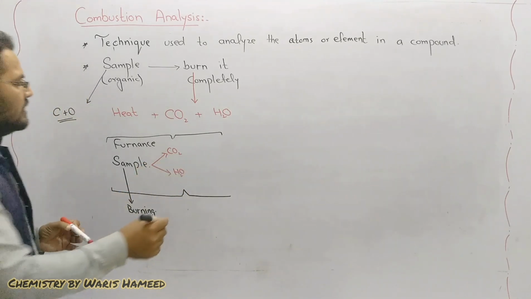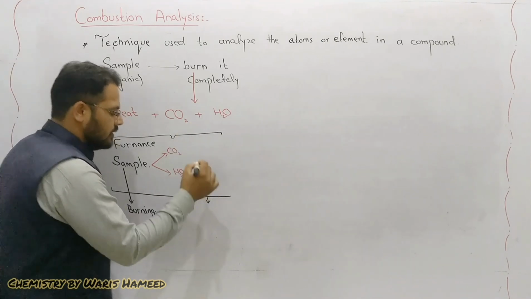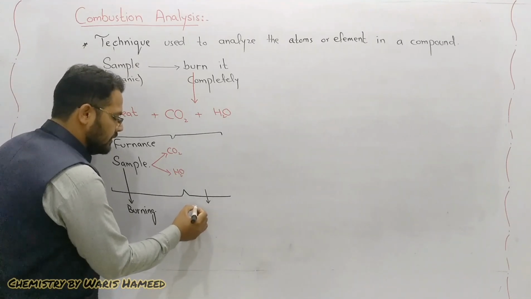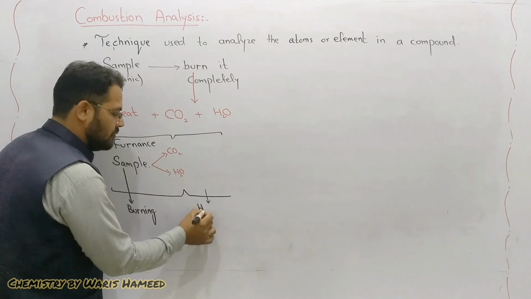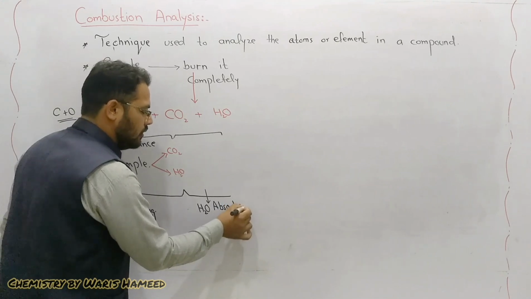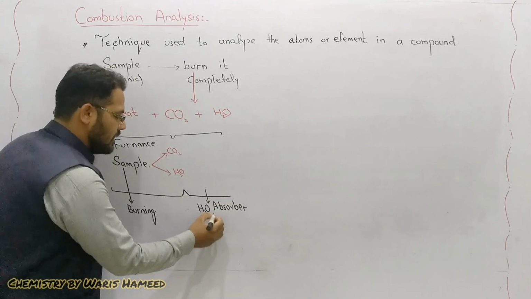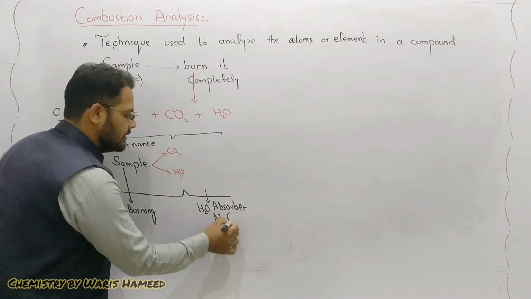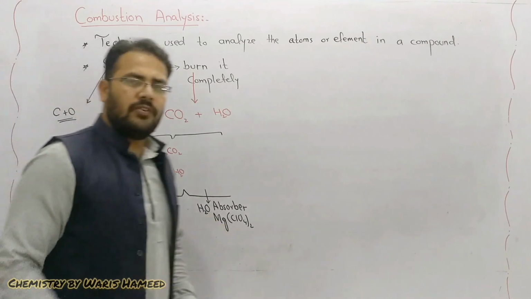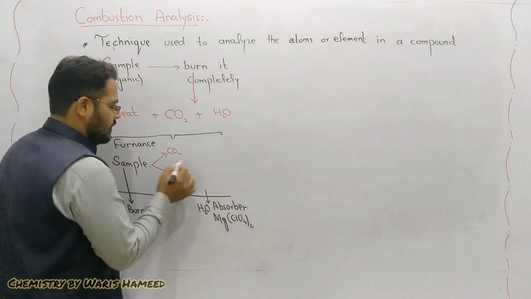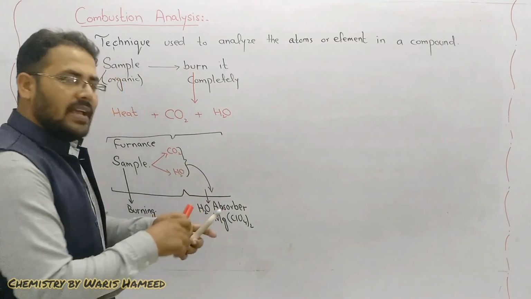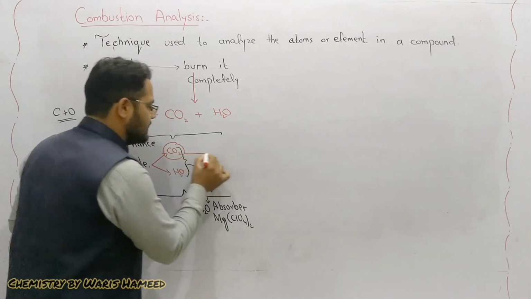Then these two things are sent toward the next chamber, where we use an absorbent for water molecules. We name it the H2O absorber, and here is Mg(ClO4)2. This compound is used as a water absorbent, and if these two things are here, then water will be absorbed over here and carbon dioxide will go toward the next chamber.